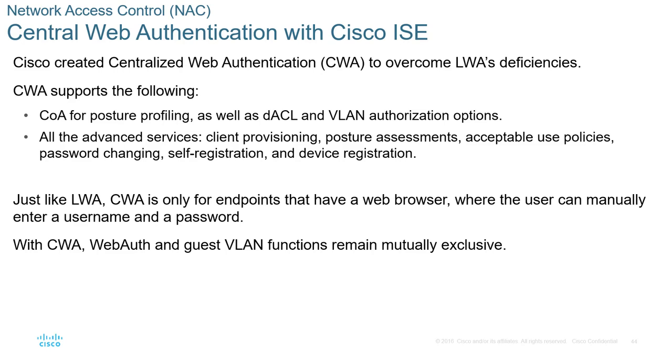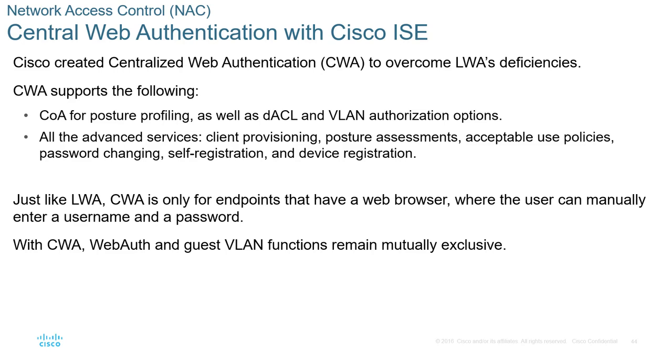That is now called Centralized Web Authentication, CWA, and this overcomes a lot of the deficiencies of our local authenticators. CWA does allow for posturing, does allow for VLANing, does allow for more dynamic ACLs. It also allows for advanced features like provisioning, posturing, acceptable use changes, self-registration, device registration, and more. Just like our local, our centralized authentication is only for endpoints that have web browsers, because again, here we're authenticating the user on the web, not the device on the web.